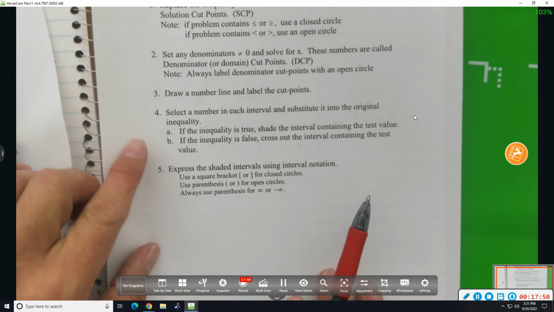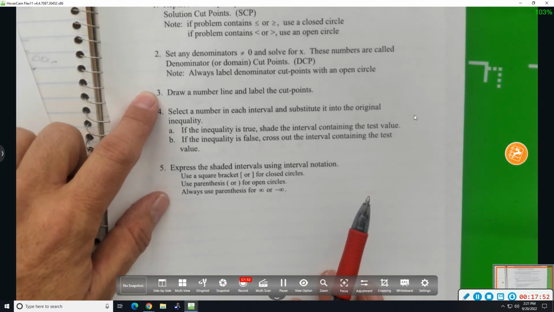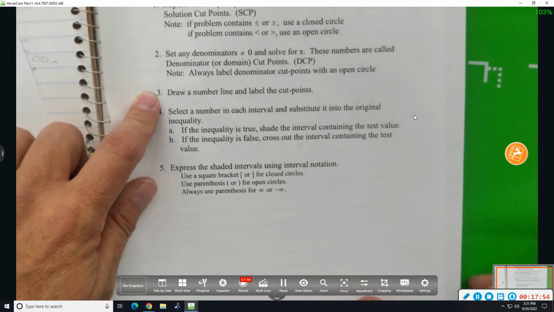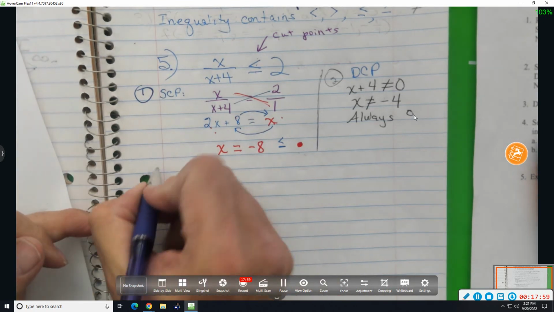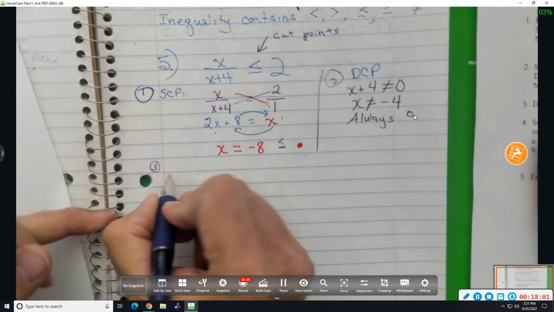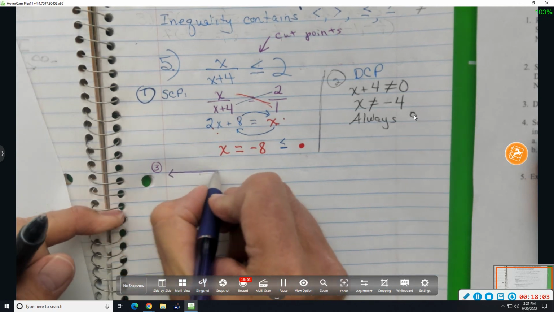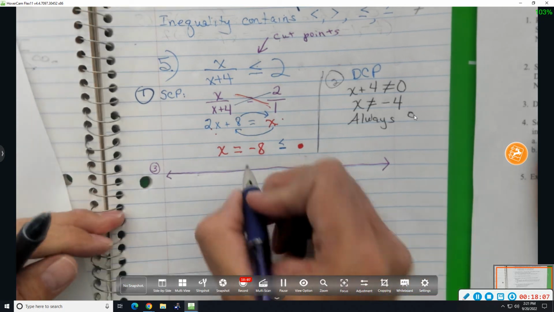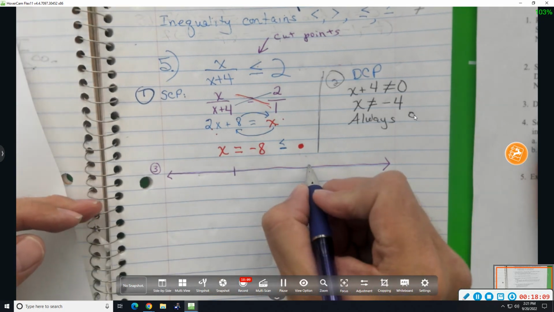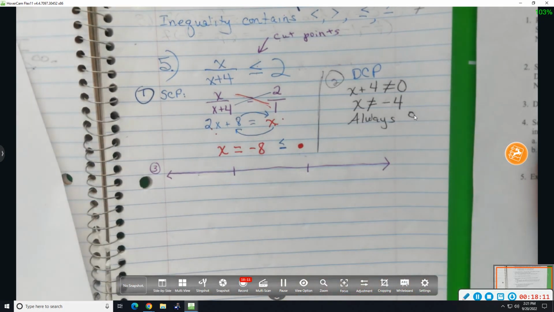Step 3, draw a number line and label the cut points. So I'll say step 3, I'm labeling it just like you do. And here's my advice to you. Only label the cut points on the number line. Don't start numbering 0, 1, 2, 3, 4 like that. Only label the cut points. And remember, the small one goes to the left to the bigger one.